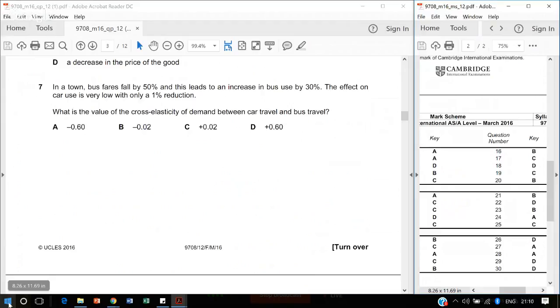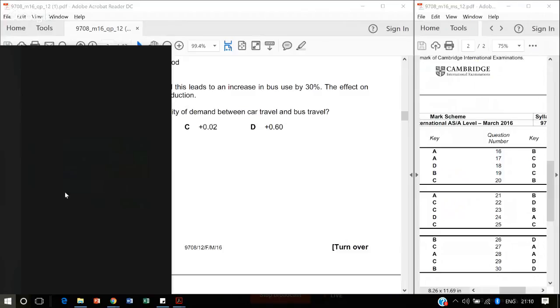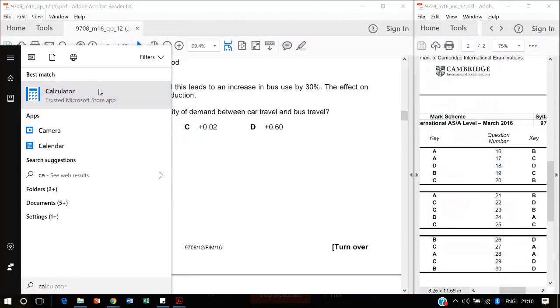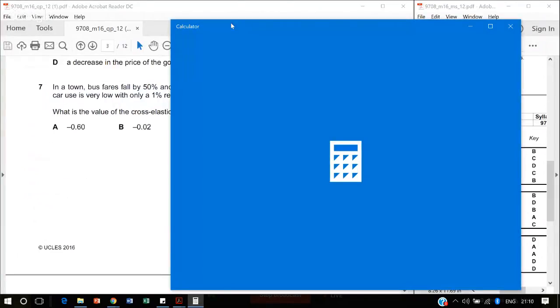So I'm going to have to get my calculator out for this. On here. There we go. Windows Store app.